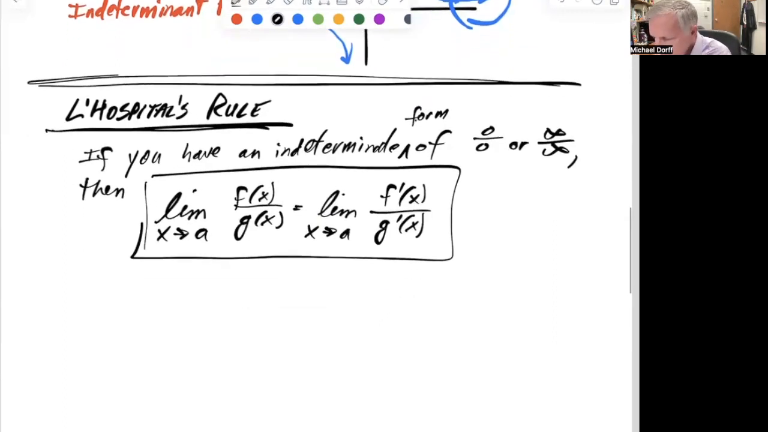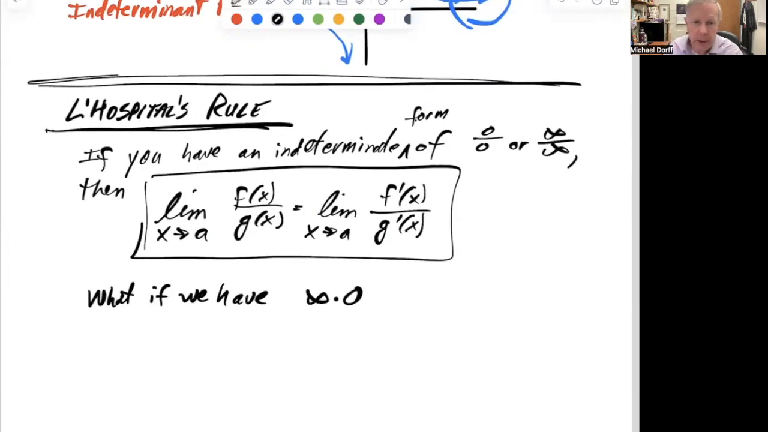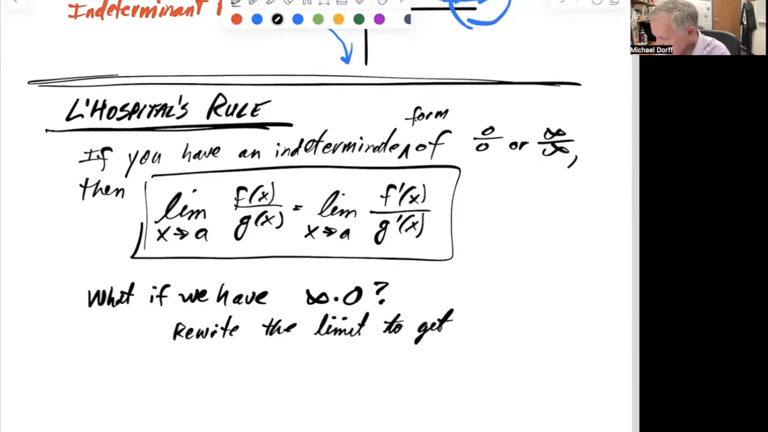Okay, what if I have one of these other indeterminate forms? Like what if we have infinity times 0? What do I do? Well, what you're going to do is rewrite the limit to get something that's going to be like f over g.